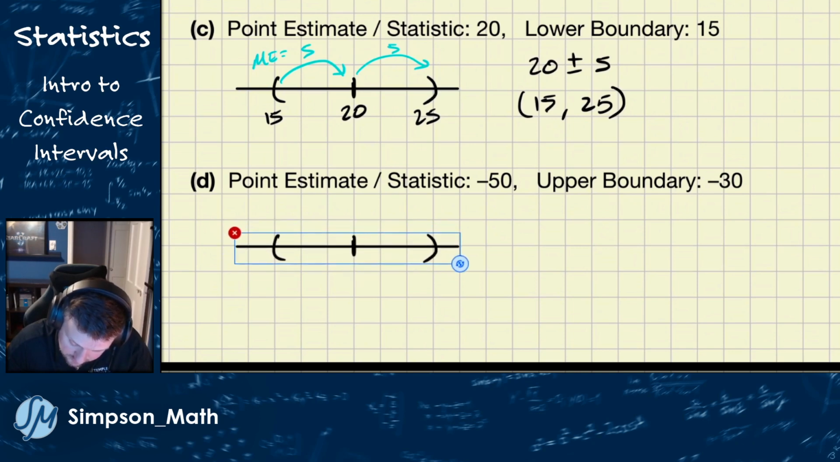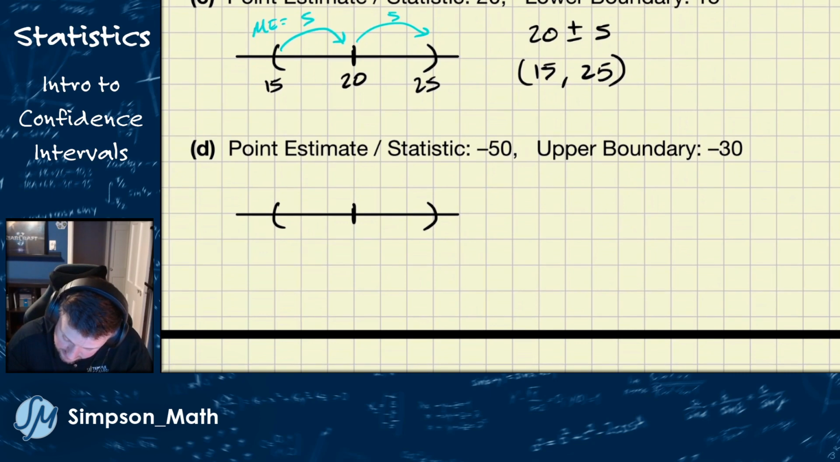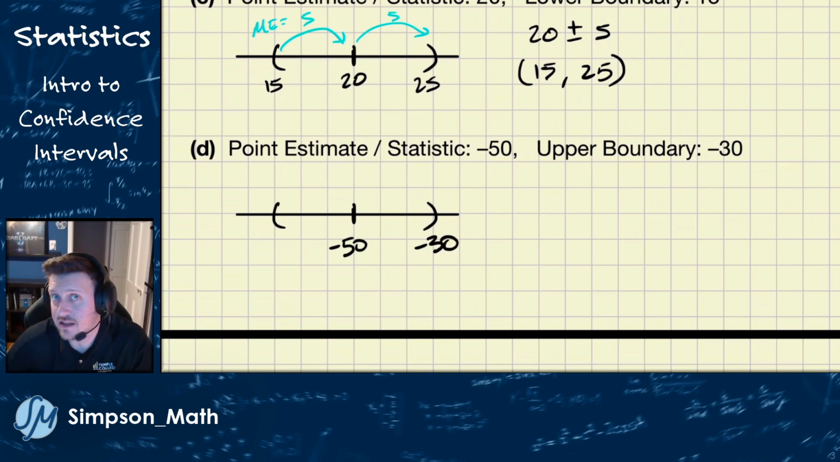All right, so what do I know? I know that my point estimate is a negative 50, and my upper boundary is a negative 30. So let's be careful about negative numbers. Negative 30 is bigger than negative 50. What is the distance from here to there? Do we say that that's 20 units wide, 20 units far?